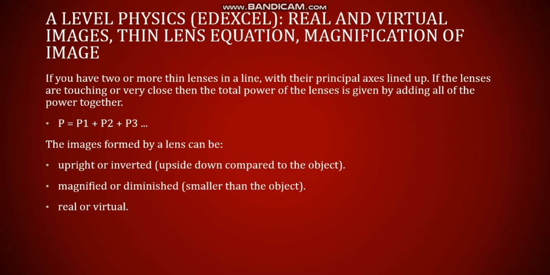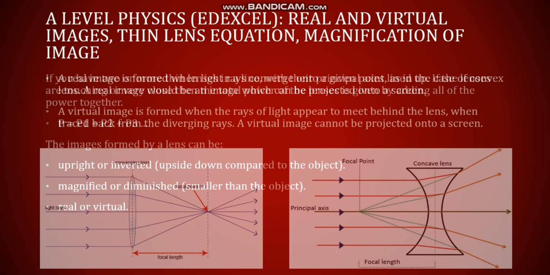So, if you have two or more thin lenses in a line with their principal axes lined up, if the lenses are touching or very close, then the total power of the lenses is given by adding all the powers together. And it's important to note that the images formed by a lens can either be upright or inverted, magnified or diminished, and real or virtual. That third bullet point is important, as I'll get onto it in the next slide.